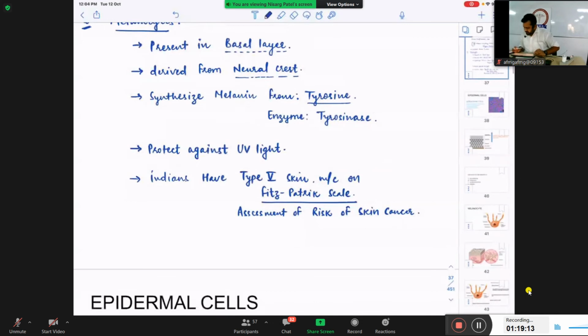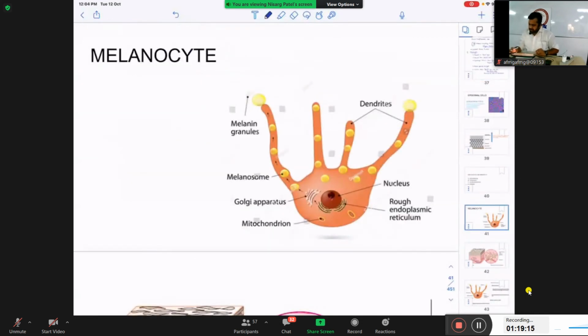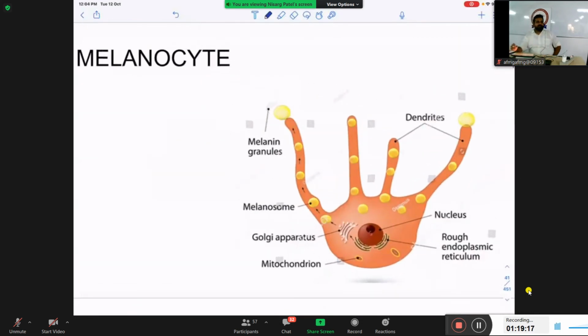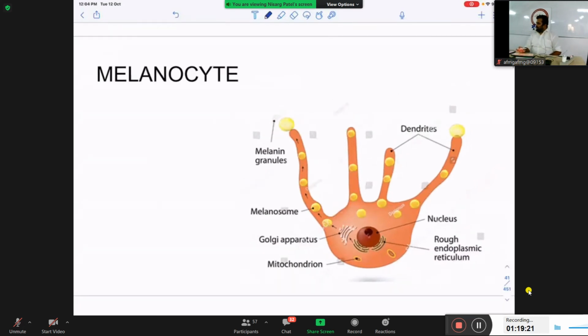So see this melanocyte. How do they produce melanin? It is a function of the melanocyte to produce melanin, but what will they do? They will package this melanin into a large melanosome. This packaging is known as a melanosome.